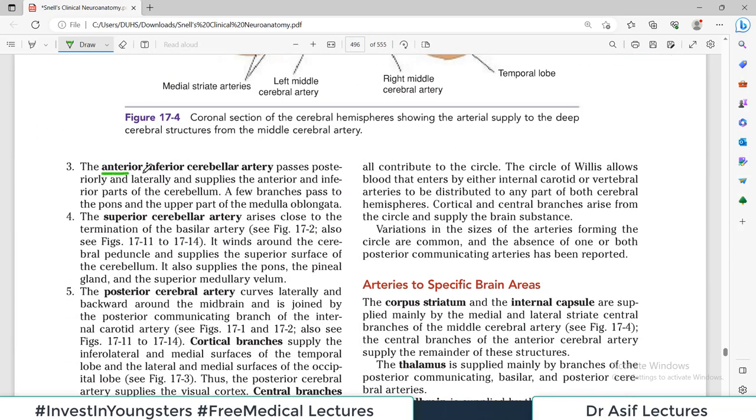Then there is an anterior inferior cerebellar artery. नाम सुना सुना है. There was a posterior inferior cerebellar as well. Posterior inferior cerebellar artery किसकी ब्रांच थी?